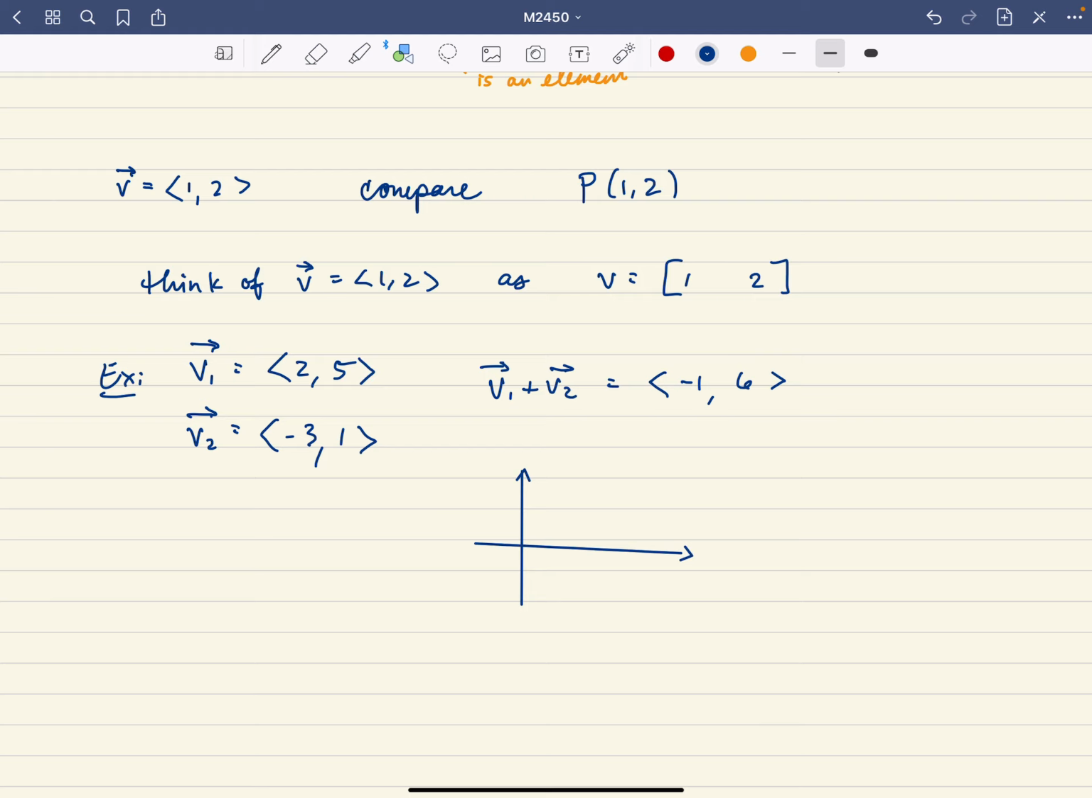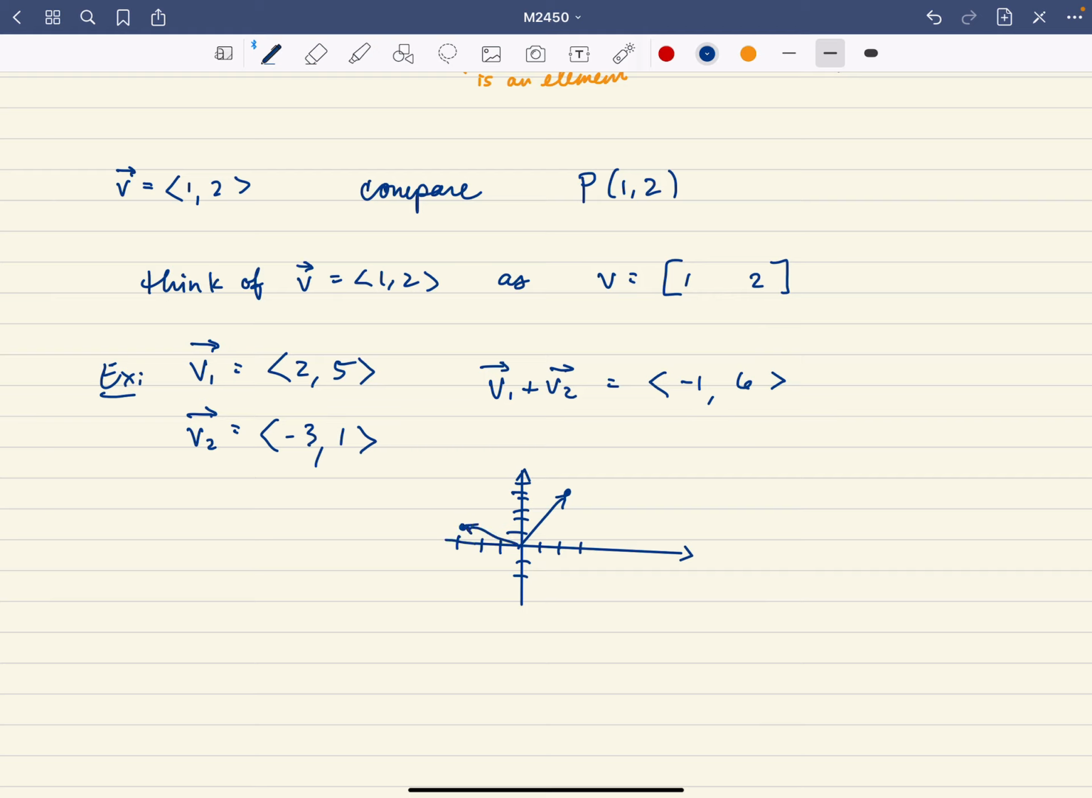Okay, so this first vector says start at the origin and then move up 5 units. Move right 2 units and up 5 units. So that's the first thing. The second vector says, move to the left, move 3 units in the negative x direction, and then up 1 unit.